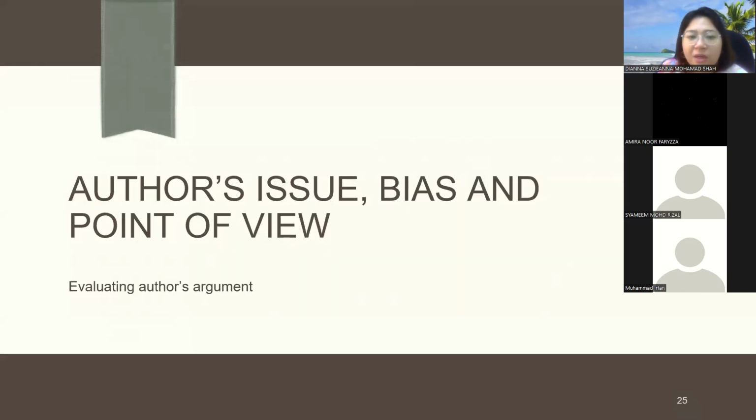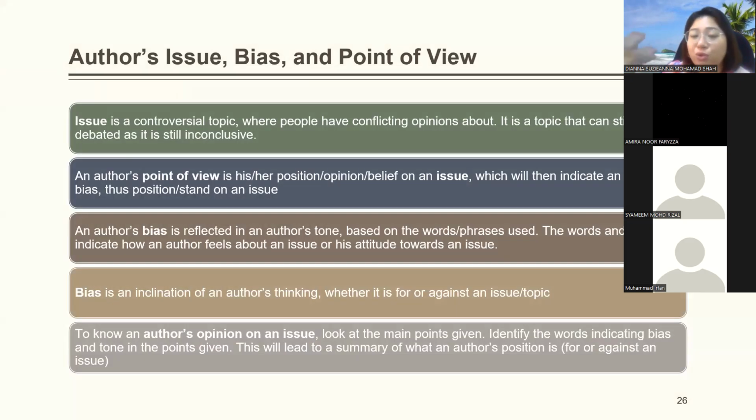All right, here we're going to continue with our last chapter, which is author's issue, bias and point of view. Remember that when it comes to bias, the tone is going to be angry, for example. All right, and then the purpose is going to be to persuade, because it involves bias where you have 2 notions to choose. Okay, author's issues, bias and point of view.